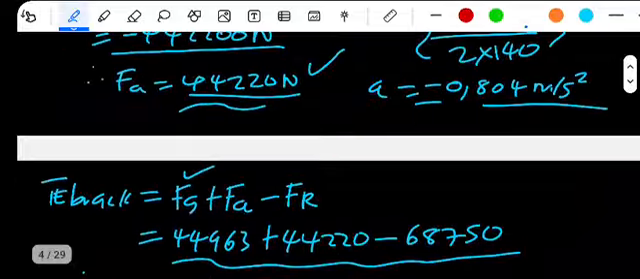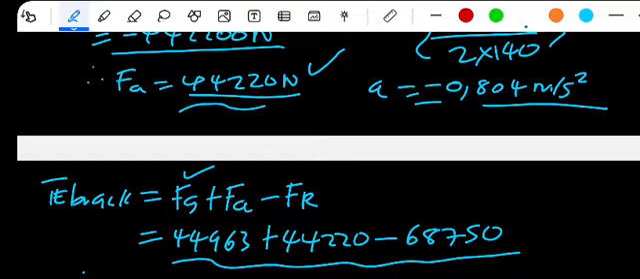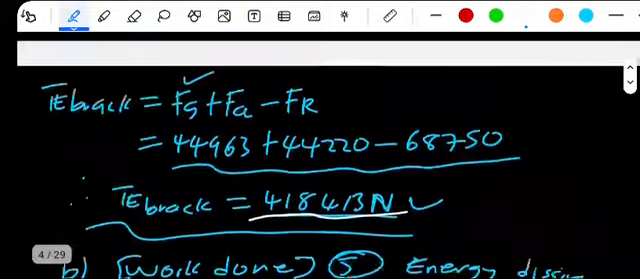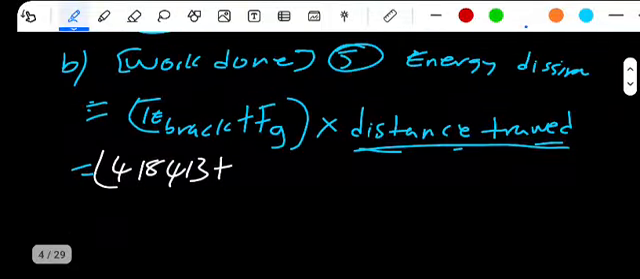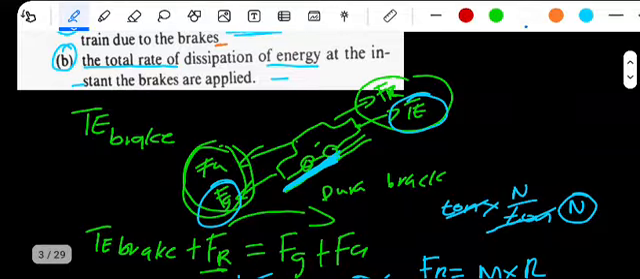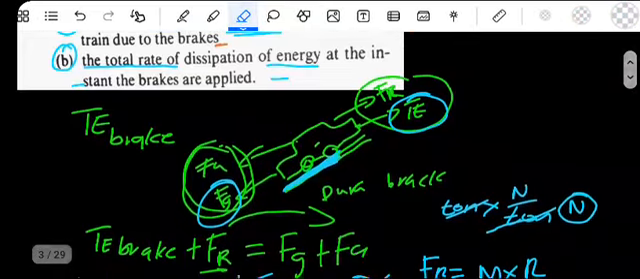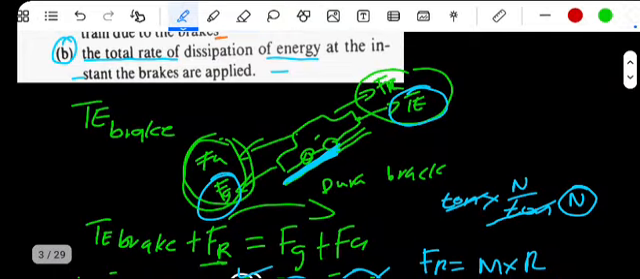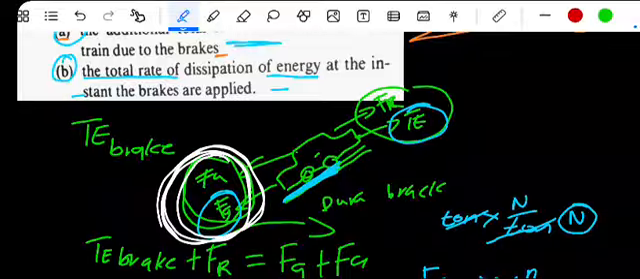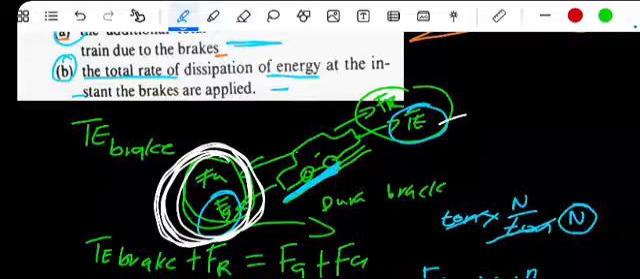FG corresponds, where is my FG? Let me check. FG can never, because now it's a braking instant. It's acting in this direction. Never. No, I'm wrong, because T is acting in this direction.